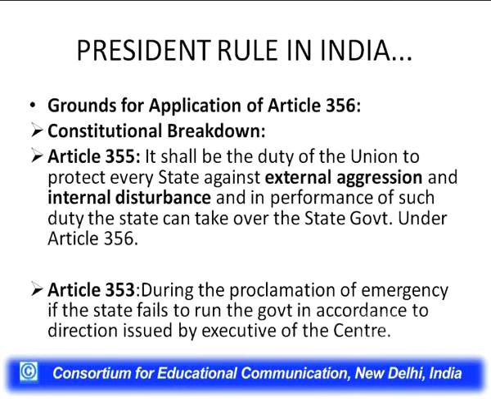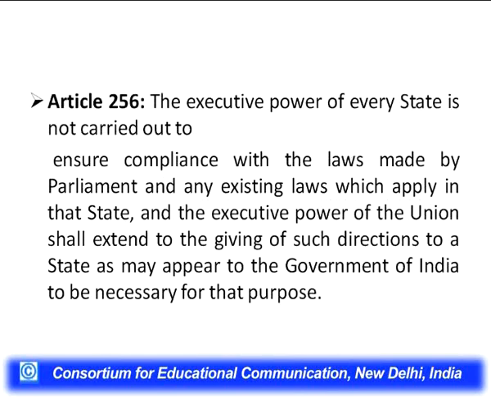The other ground that is specified is Article 353 of the Constitution, which provides that during the proclamation of emergency, if the state fails to run the government in accordance with the directions given by the central executive, and if the respective state government has refused to implement the directions issued by the President during the proclamation of emergency under Article 352 of the Constitution, then it could be one of the grounds for imposition of President's rule under Article 356 of the Constitution.